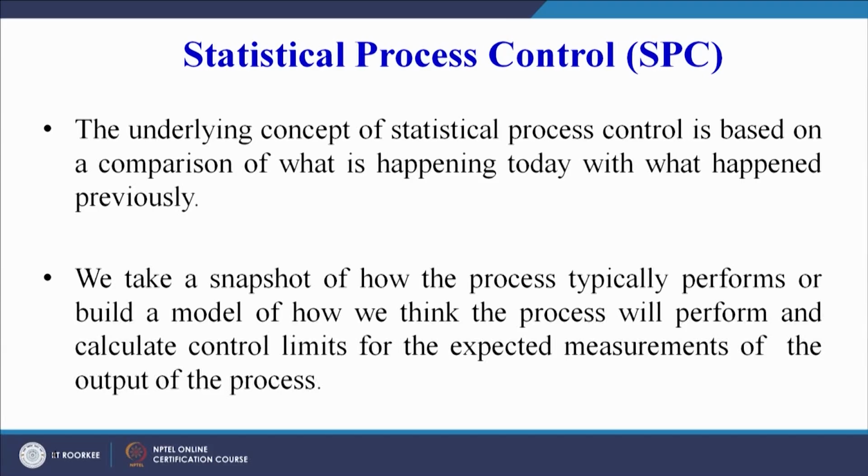And here we can see that statistical process control, as I have already said, is one important part of statistical quality control. The underlying concept of statistical process control is based on a comparison of what is happening today with what happened previously. So that is the concept: whatever we are doing today, what we had planned earlier, how the process was performing maybe 10 weeks before, how the process outcome compares to the outcomes of the previous readings. All that is an important concept of statistical process control.